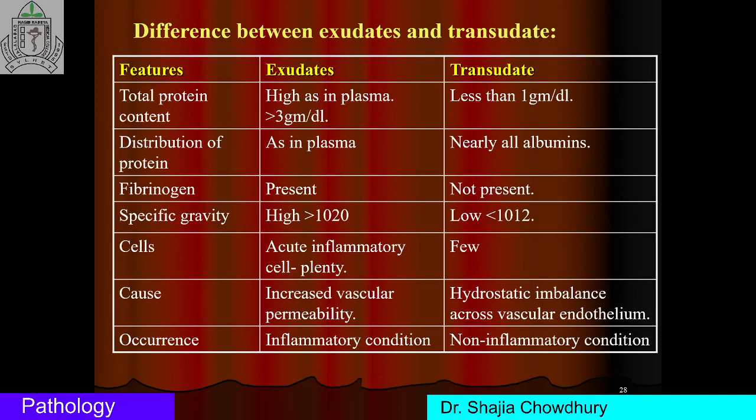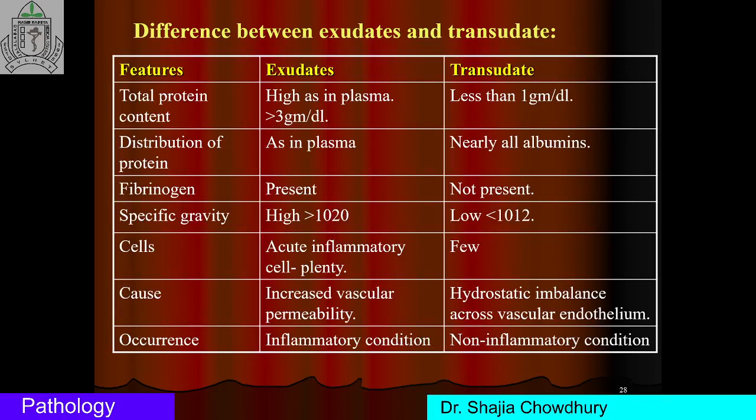The distribution of protein is as in plasma in exudates, and nearly all albumin in transudate. Fibrinogen is present in exudates and absent in transudate. Specific gravity is high in exudates due to protein, more than 1.020, and low in transudate due to low protein content, less than 1.012. Exudate contains plenty of inflammatory cells, mainly neutrophils and neutrophil debris, and transudate contains few inflammatory cells.